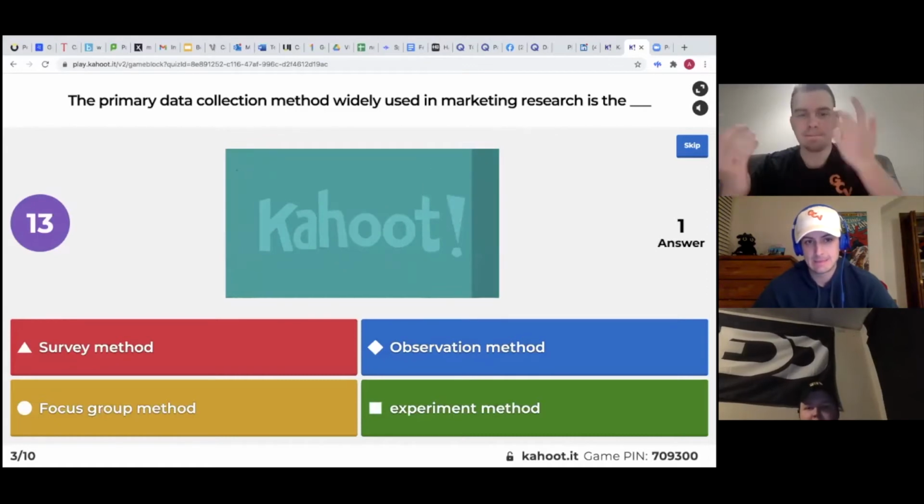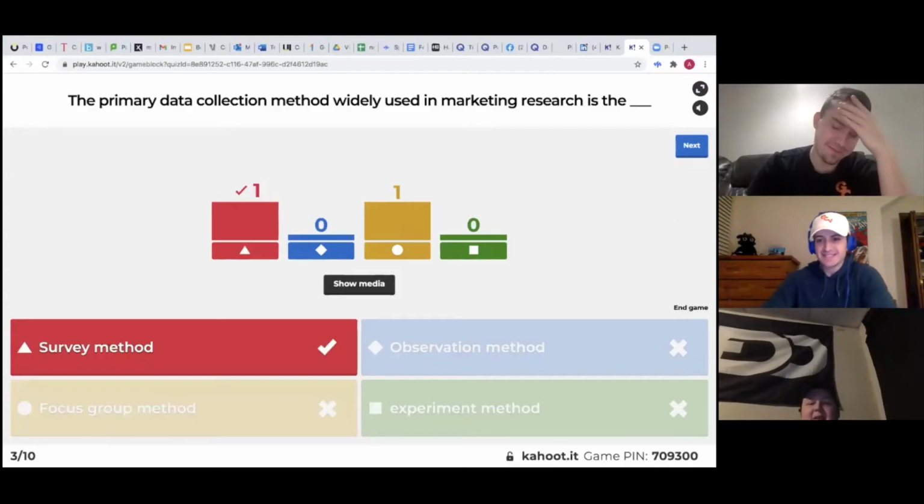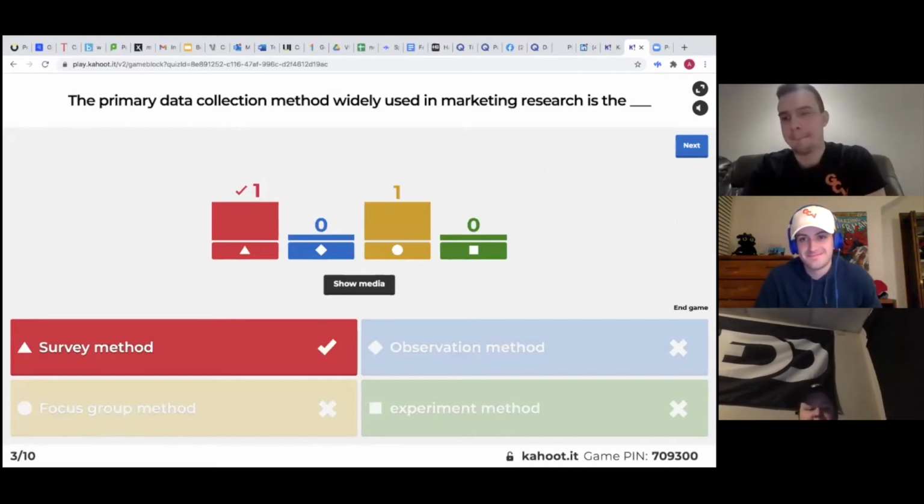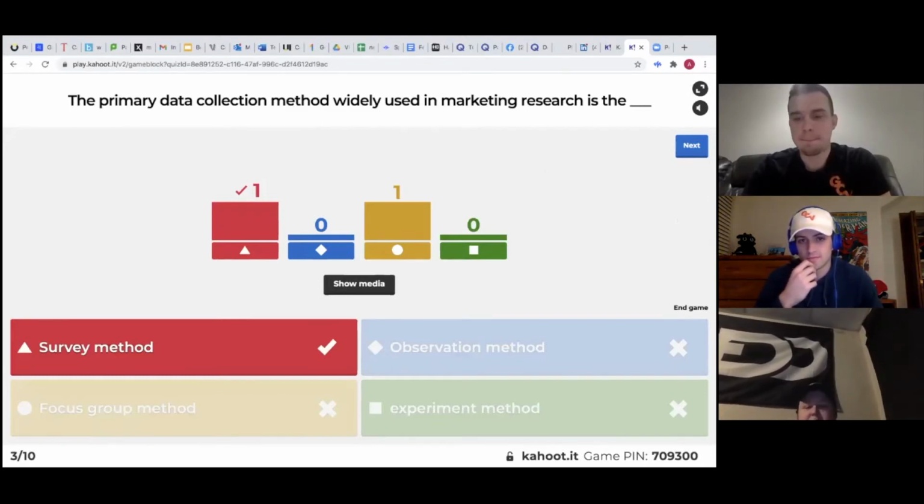Okay. Who got the first one? Sam, you got it? Nice. Good job, Sam. Let's go. So the survey method is the most common. It is the most used. It's one of the easier ones to get. It's better research. It's individual rather than like focus groups. You can get group norms, experiments, and stuff like that. It's one of the cheaper options as well.